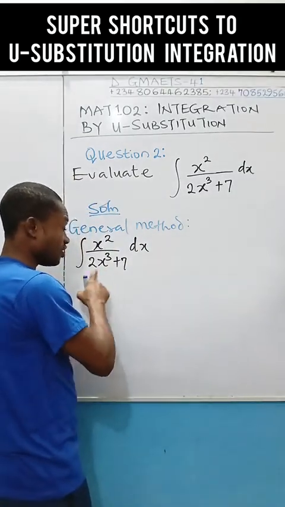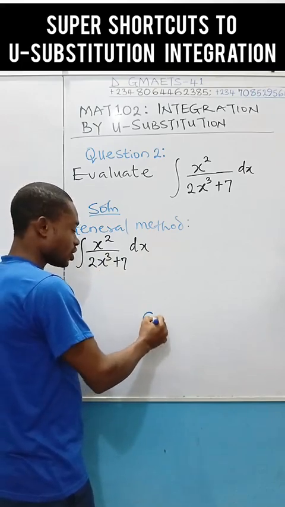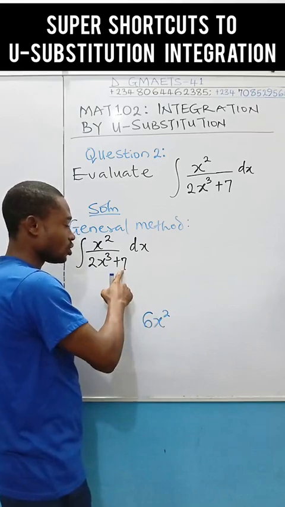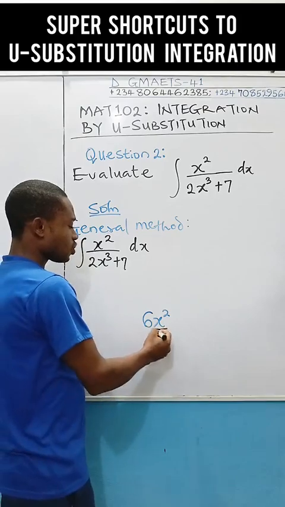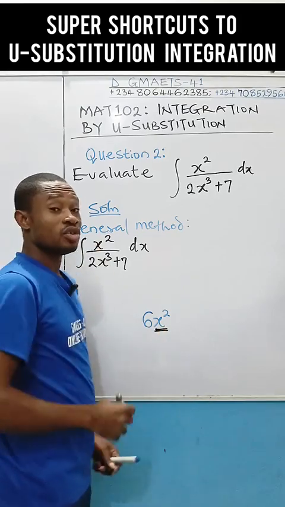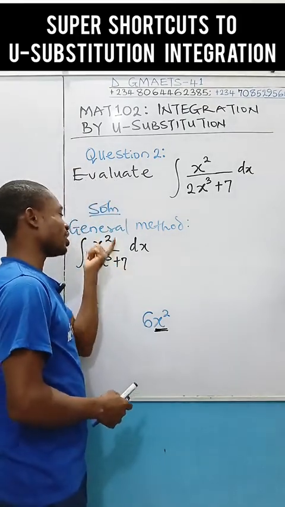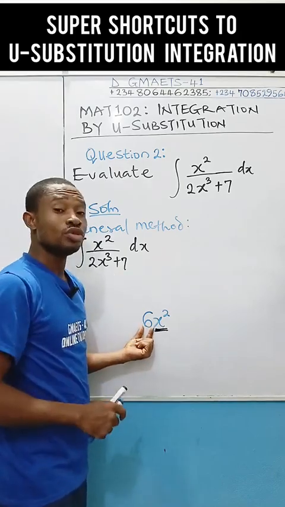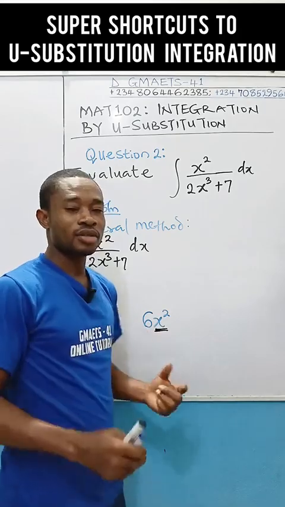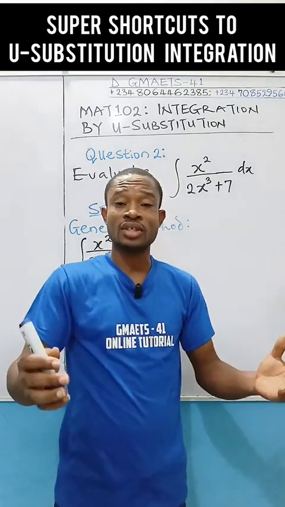Watch again as I do the differentiation of this term. 2x raised to the power 3 differentiated is going to give you 6x raised to the power 2. This is going to be 0, that is the derivative of 7. Observe this x raised to the power 2. That is exactly what you have in the numerator. The difference between the derivative of the denominator and the numerator is just that the derivative of the denominator produced 6. Now I'm going to tell you clearly what the answer of this integral is without solving anything further.